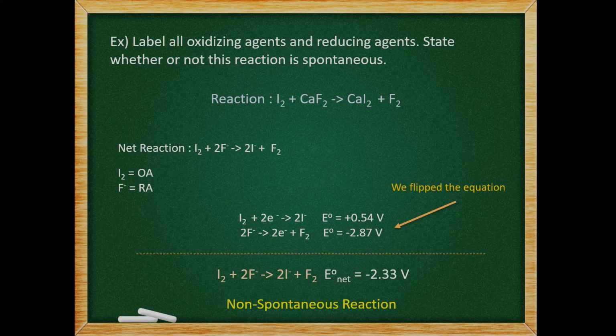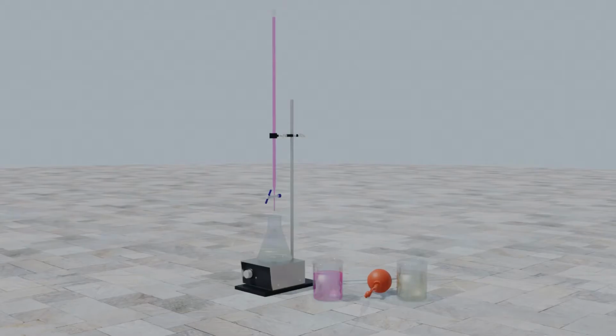Since the iodine gets reduced, it has a E0 value of 0.54 volts. The fluorine ions are getting oxidized, so they have an E0 value of negative 2.87 volts. We flip the reaction, therefore we have a negative E0 value. Since we get a negative number for our E0 net, this reaction must be non-spontaneous.